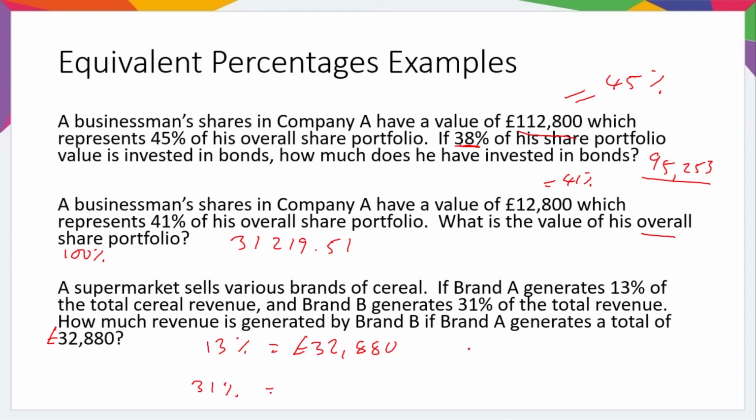So what I'm going to do is work out 1%. So 1% is going to be 32,880 divided by 13. So 31% is going to be 32,880 divided by 13 multiplied by 31. And I'm just going to need a calculator for that. Obviously, 32,880 divided by 13 times 31 comes to a total of £78,406 to the nearest pound.